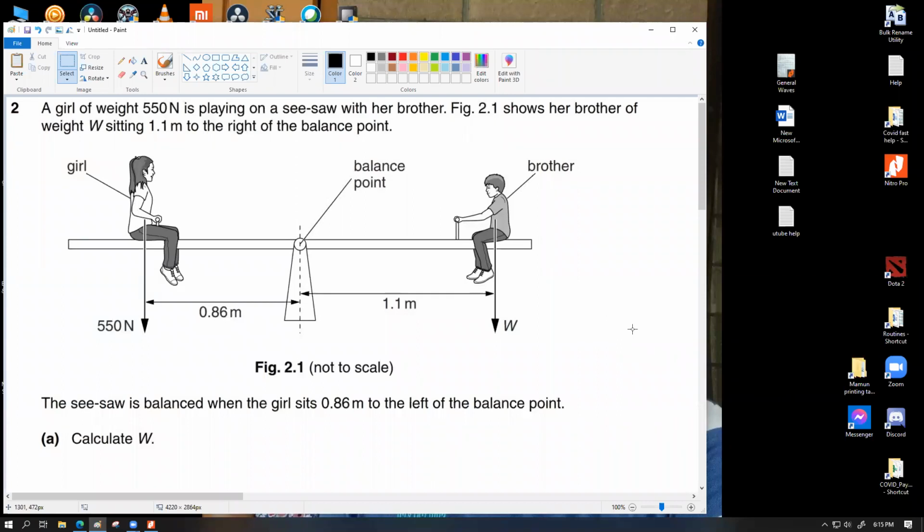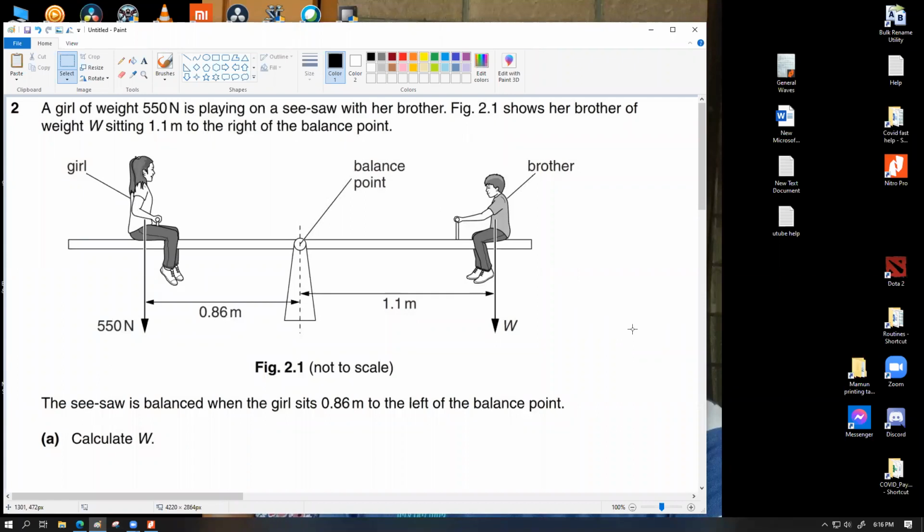A girl of weight 550 Newton is playing on a seesaw with her brother. Figure 2.1 shows her brother of weight W sitting 1.1 meter to the right of the balance point. The seesaw is balanced when the girl sits 0.86 meter to the left of the balance point. Calculate W. So here we have a balanced situation where we have two forces given on the figure and two perpendicular distances from the pivot point also given.